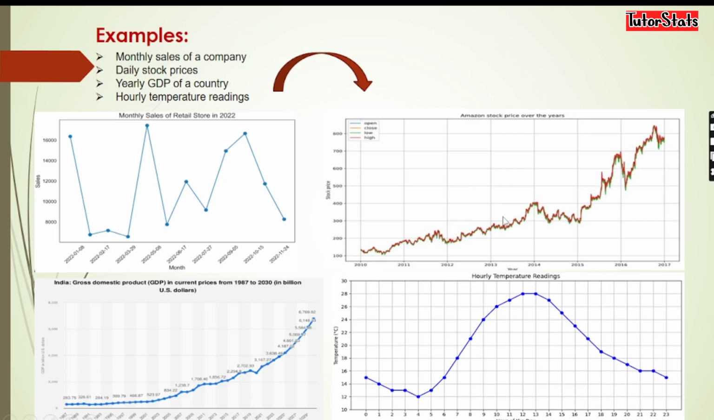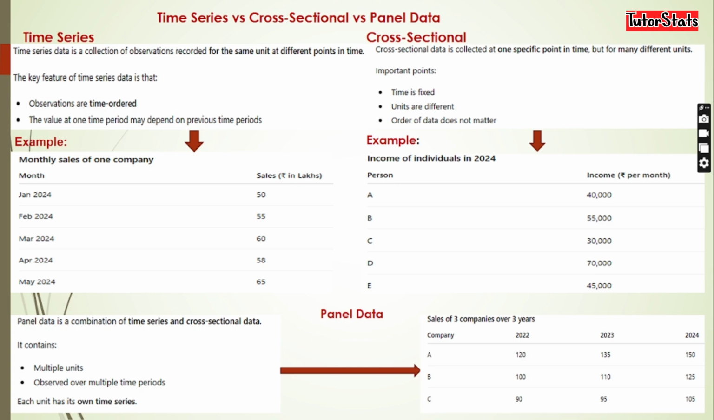So the main idea is very simple. If the data is collected over time at regular intervals and the order of time matters, then it is time series data. In this slide, I am going to discuss the difference between time series, cross-sectional and panel data. First, let's talk about time series data.